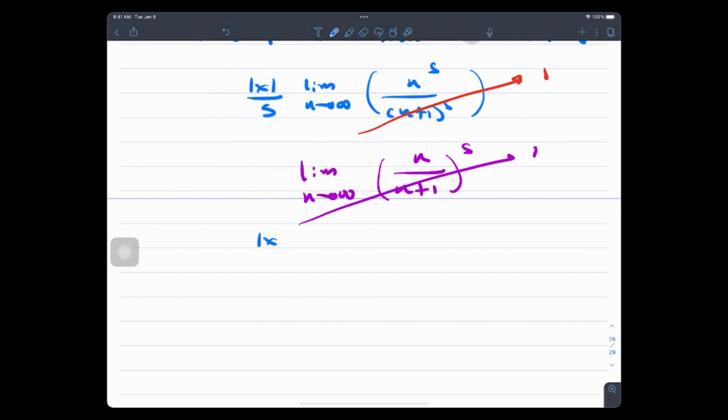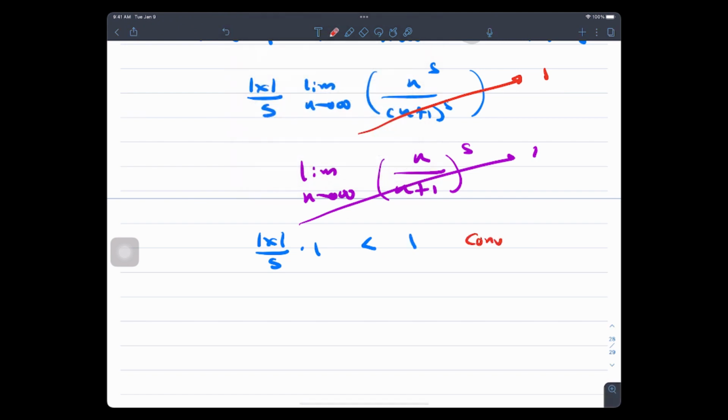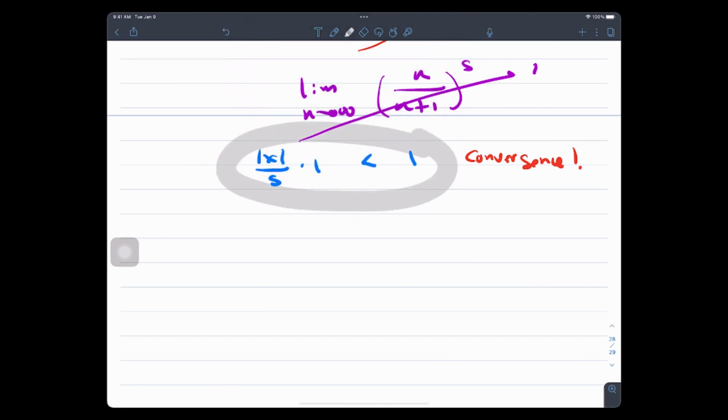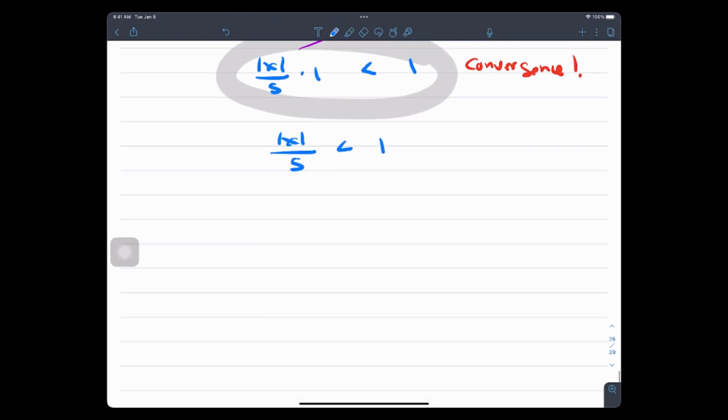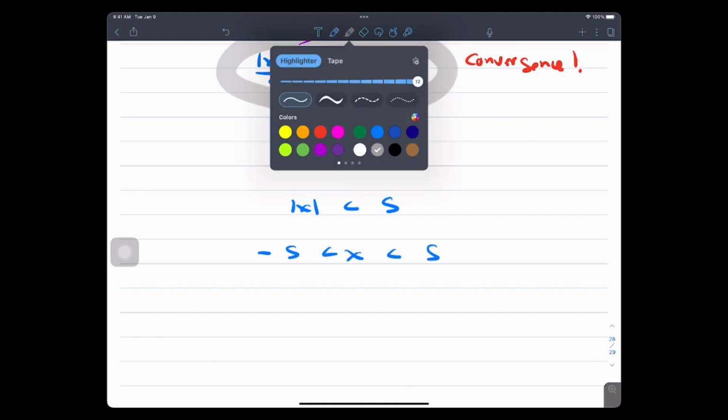Okay, so that means we have the absolute value of x over 5 times 1. This needs to be smaller than 1 in order to have our convergence. Is that right? So what that means is you have this inequality. It's an absolute value inequality. Multiply both sides by 5. And then what's this the definition of? Isn't that the definition of x being between -5 and +5? Right?